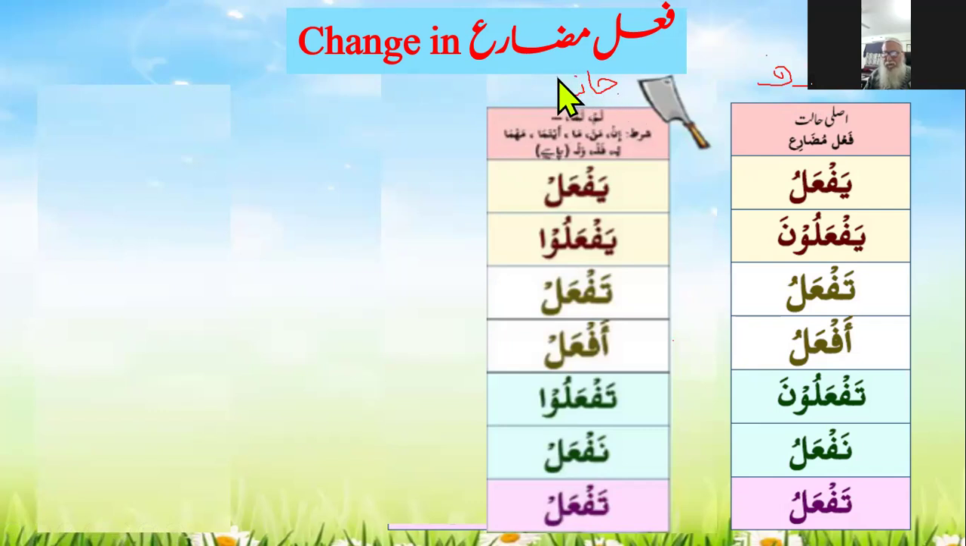Giving jazm. So what happened to the fi'l mudari? It becomes yaf'al, yaf'alu, taf'al, af'al, taf'alu, naf'al, taf'al. The dhamma is chopped from yaf'alu, taf'alu, af'alu, taf'alu, naf'alu, and the noon is chopped from yaf'aluna, taf'aluna.